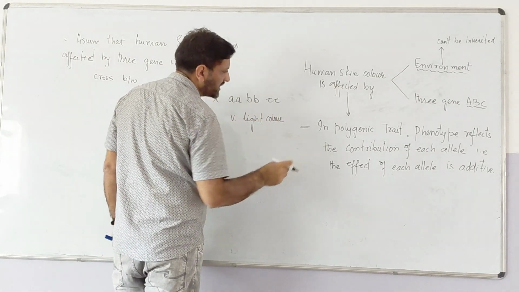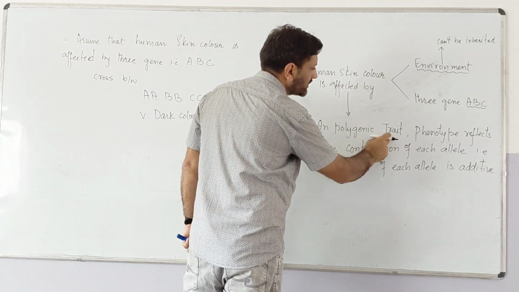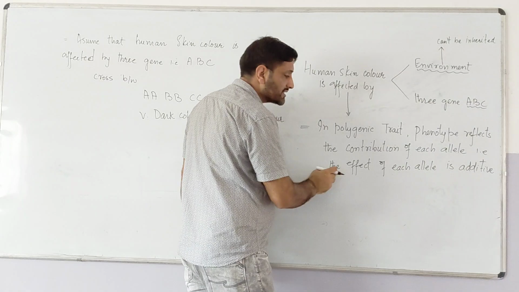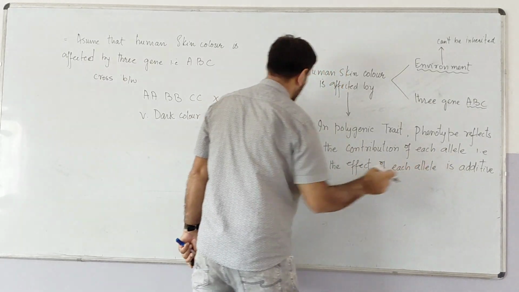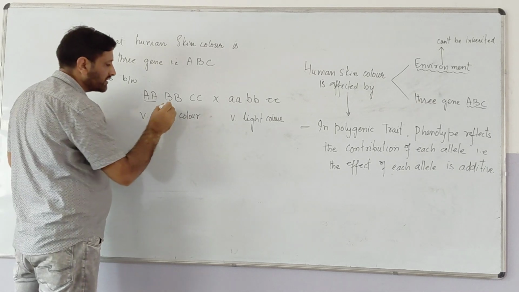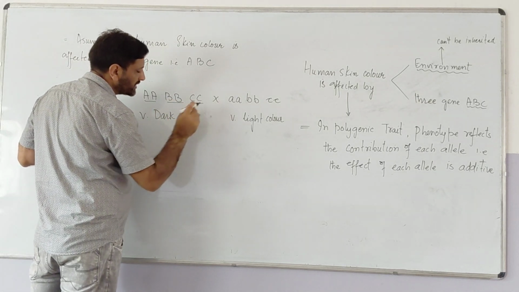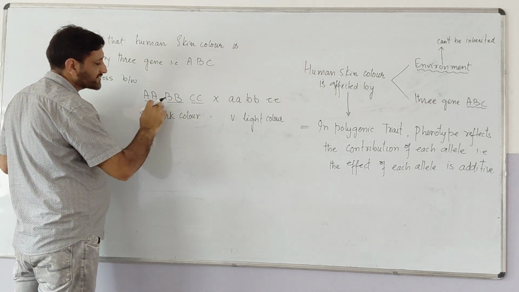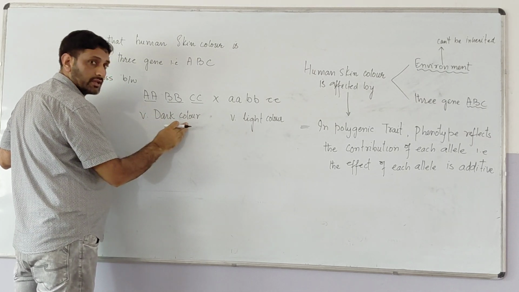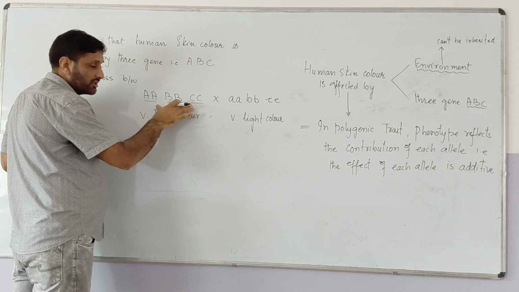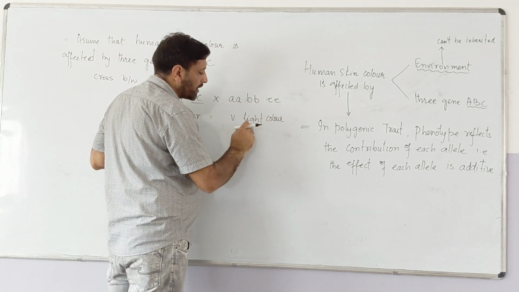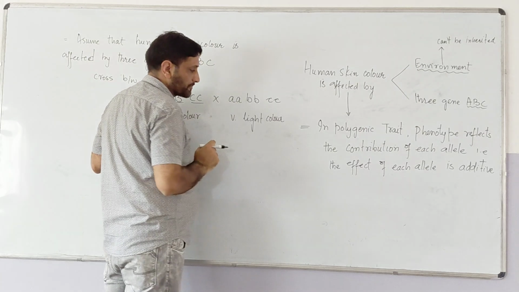As we mentioned, in a polygenic trait the phenotype reflects the contribution of each allele, that is, the effect of each allele is additive. If we see, these two alleles are dominant, these two alleles are dominant, these two alleles are dominant. All six alleles are dominant, so they have produced a very dark color. But in the same genes, when all six alleles are recessive, they will form the light color.